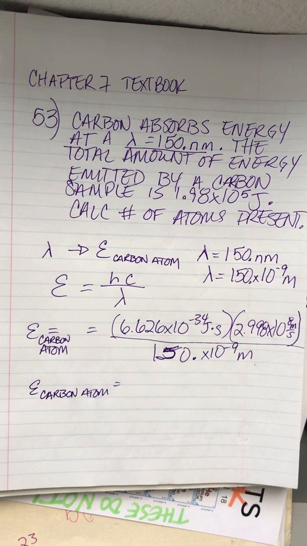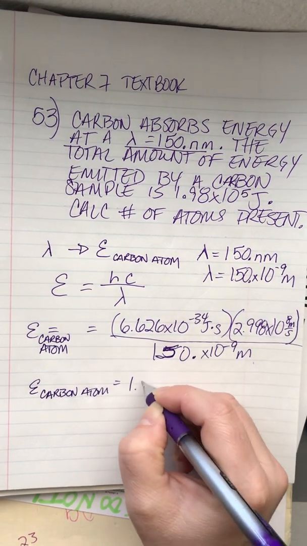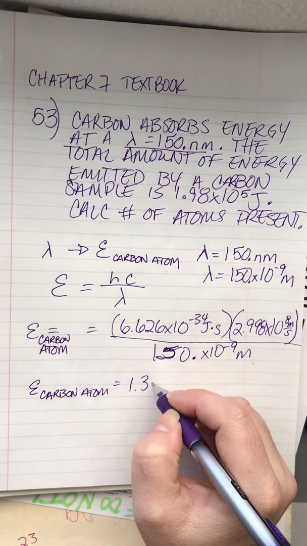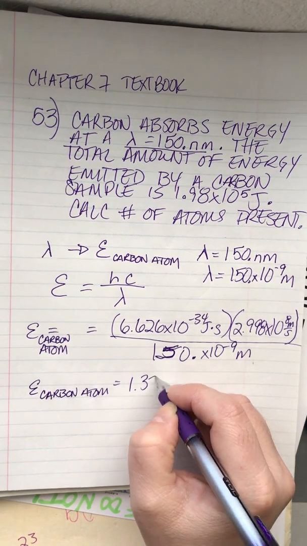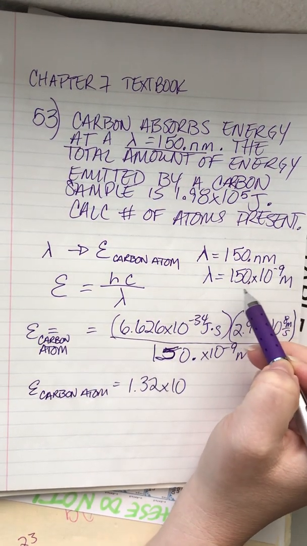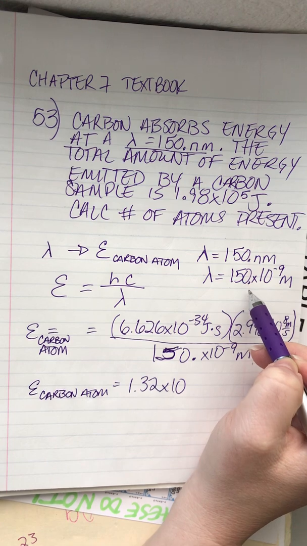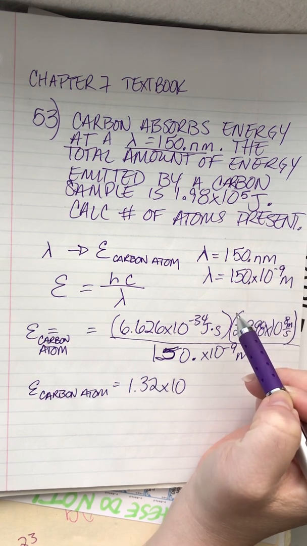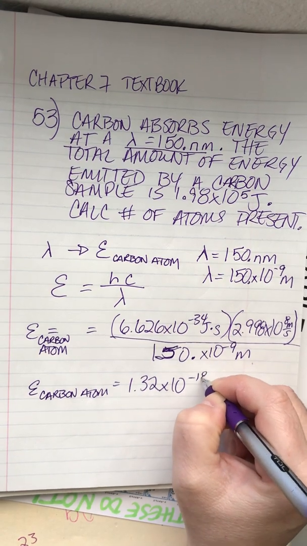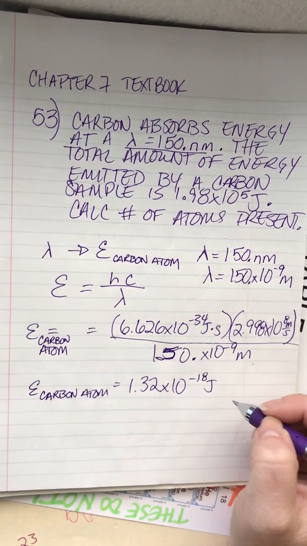All right, I got 1.32 times 10 to the negative 18th joules. So the wavelength has 3 sig figs because there's a period behind the 0.